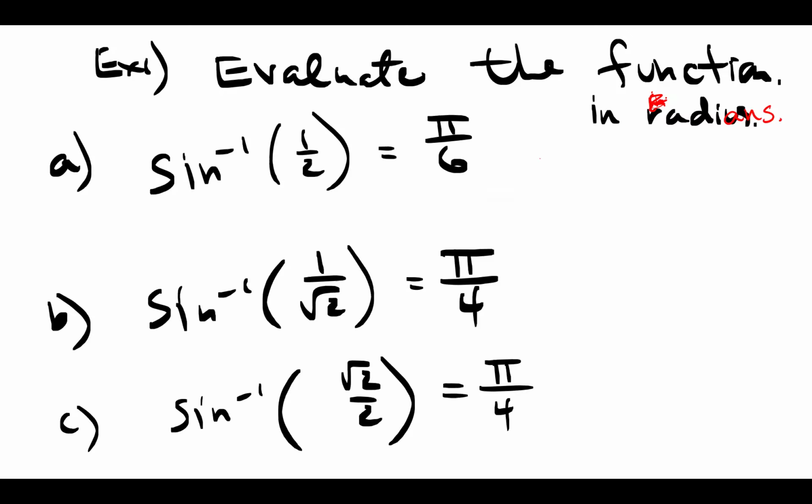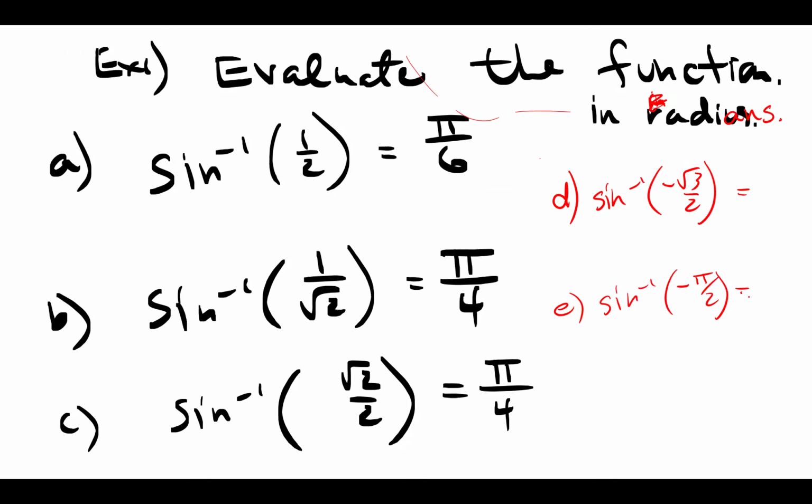Okay, and then I'm going to throw in one more here. Let's see. Why did I not throw this one in? D. Sine inverse of negative √3/2. All right, anybody give me that one?